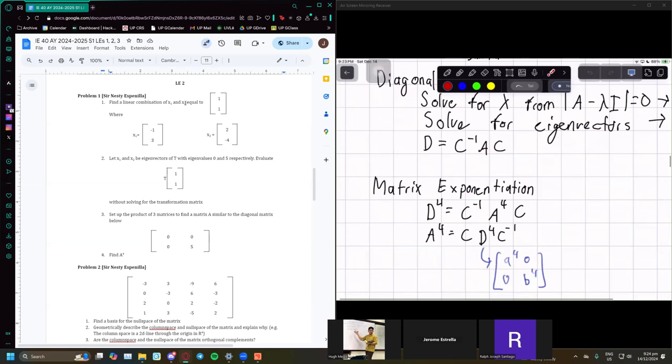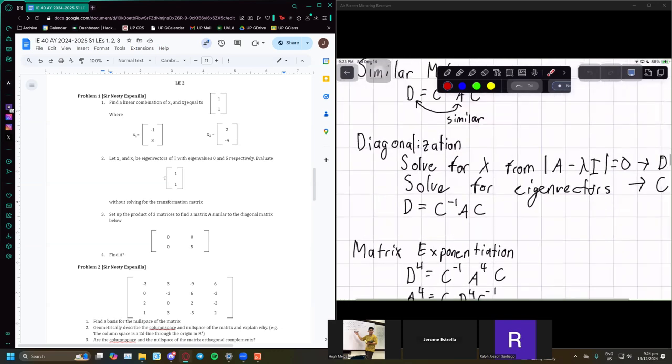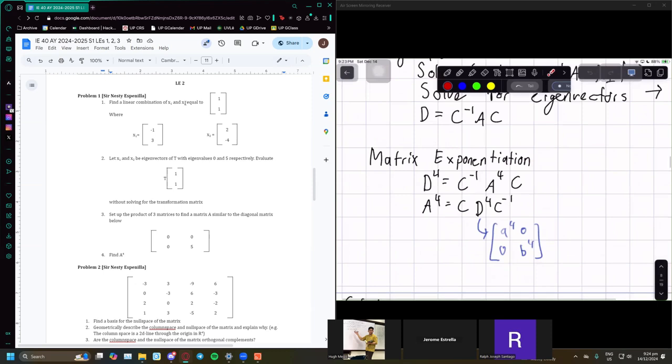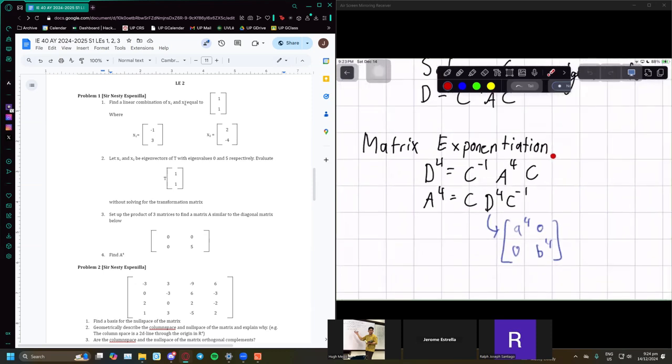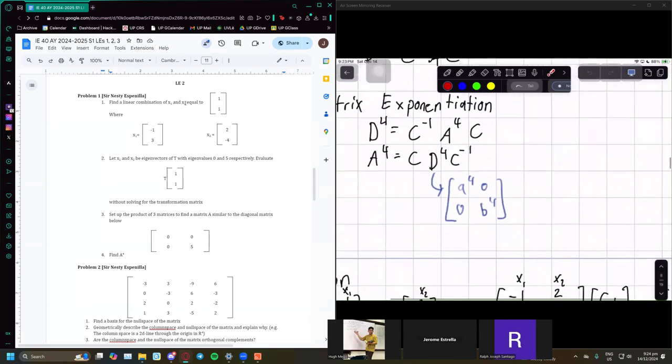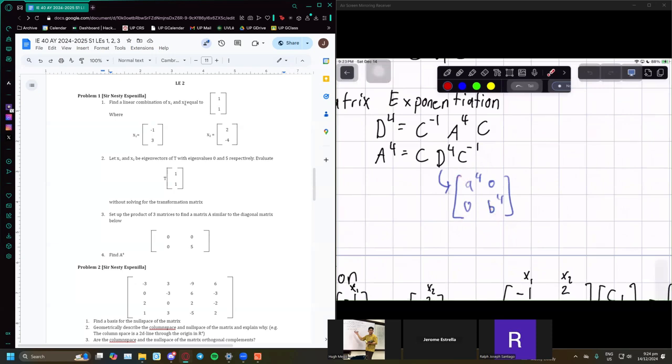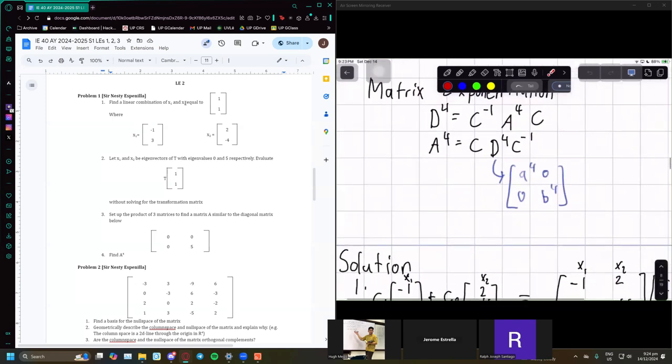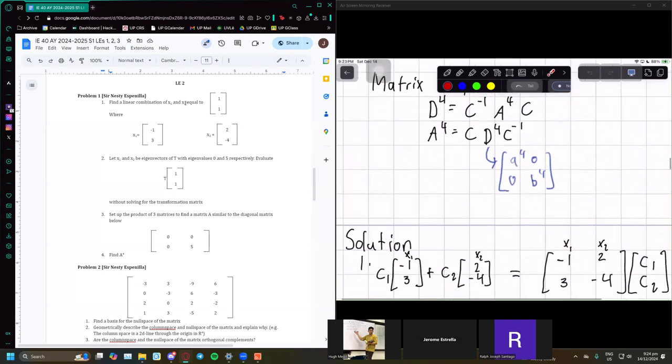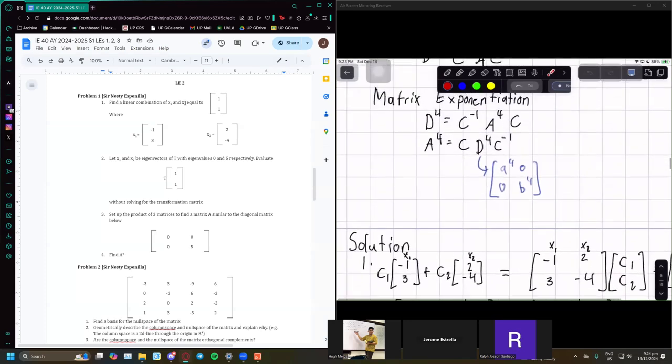Then for matrix exponentiation, you're also going to be applying diagonalization and similar matrices. So we're taking advantage of the fact that the matrix that A is going to be similar to is diagonal, meaning that when we exponentiate it, you just exponentiate the elements on the diagonal as shown here. So you can see here now A to the fourth power is equal to just C times D to the fourth power times C to the negative one. Actually, negative one, the C inverse.